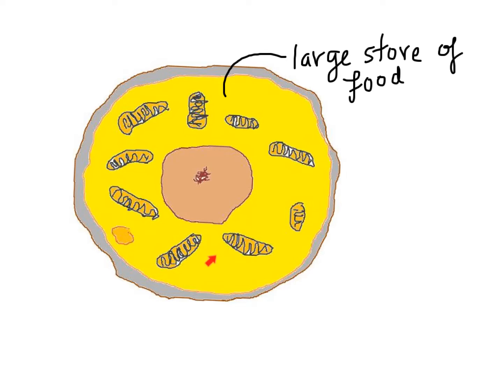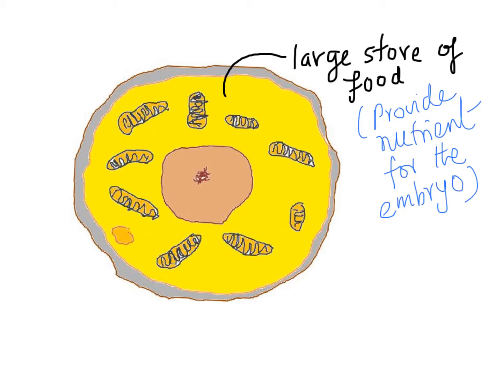Okay, and it also has a lot of mitochondria to release the energy needed for the growing embryo. Nucleus, which contains the chromosomes. So the main adaptations are it has a large storage of food in the cell, and it is bigger in size because of that fact. And the large storage of food is to provide nutrient for the growing fetus. Okay, so for the growing embryo, it provides enough nutrients there.